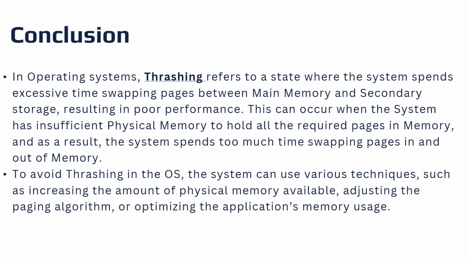To finally conclude the video, let's go over all the topics that we have discussed in this video. In the operating system, thrashing refers to a state where the system spends excessive time swapping pages between main memory and secondary storage, resulting in poor performance. This can occur when the system has insufficient physical memory to hold all the required pages in memory, and as a result, the system spends too much time swapping pages in and out of memory.